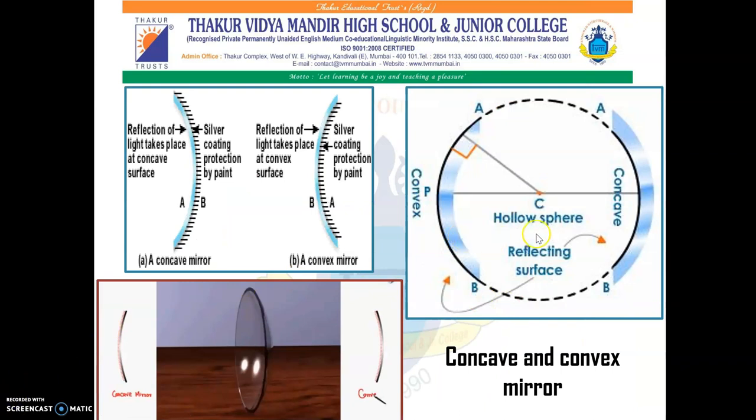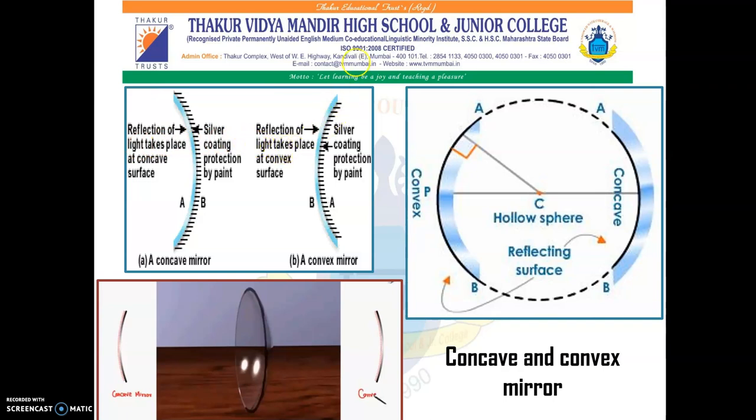As seen in the previous slide, if the hollow sphere is cut along the two different lines, then we get two types of mirror, concave mirror and convex mirror. If a silver coating for the protection is provided on the outer side with the help of a paint, then the reflection of the light takes place from the inner surface of the spherical mirror, and it is called a concave mirror.